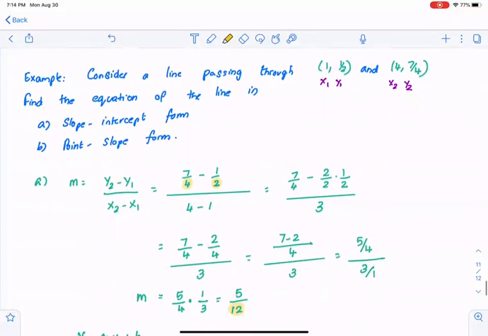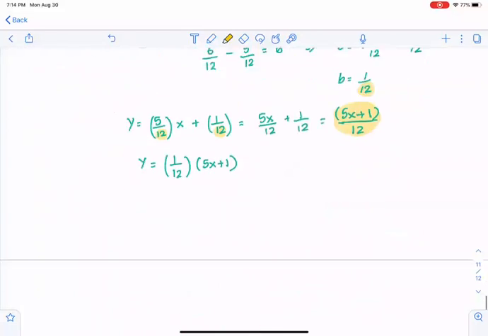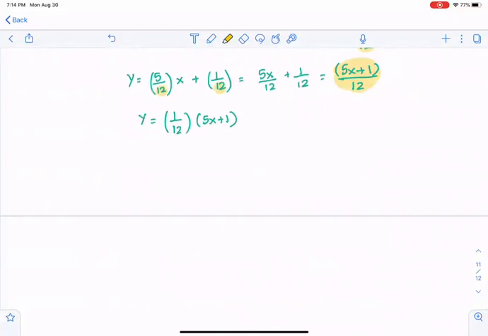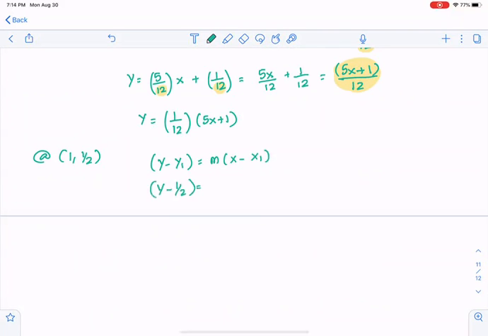Now we can move on to the point slope form. I'm simply going to pick the first point, which is 1 comma 1/2. So y minus y1 is equal to m times x minus x1. y minus 1/2 is equal to 5 over 12 multiplied by x minus 1.